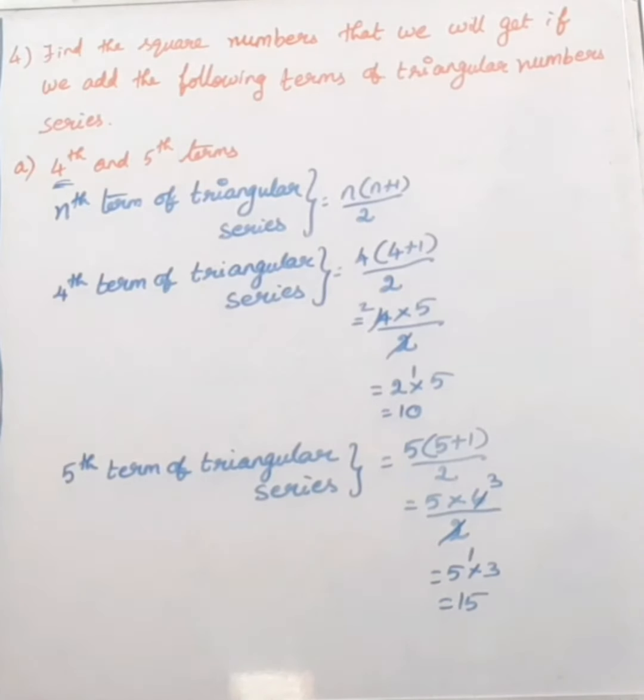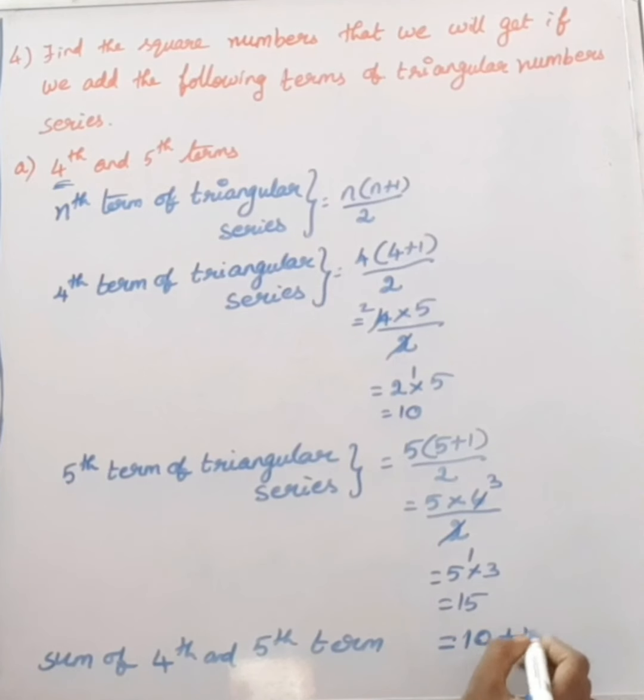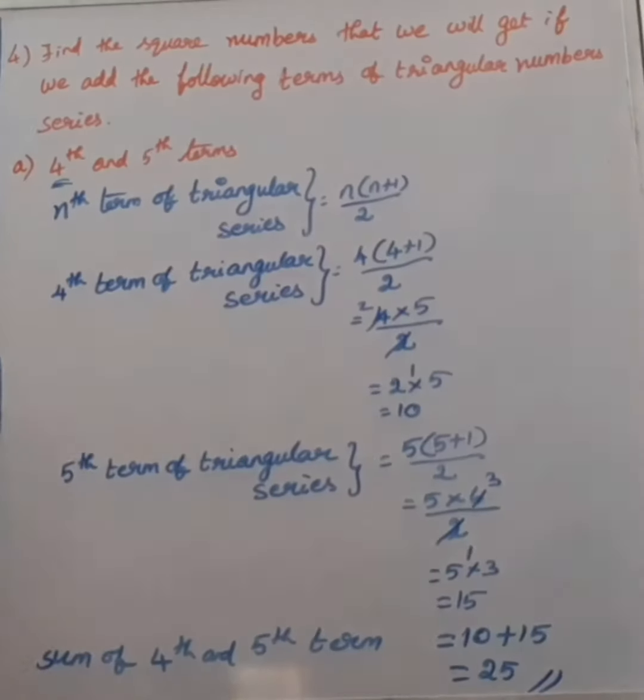Next thing, what are they asking? Add the following terms. So sum of fourth and fifth term is equal to 10 plus 15. So what do we get as answer? 25. It is the answer for this sum. Okay, let us see the next sum.